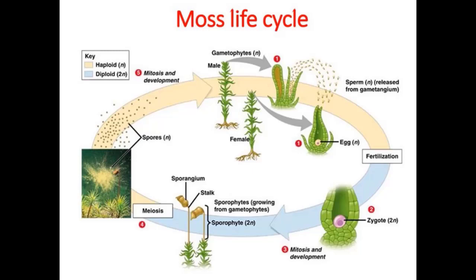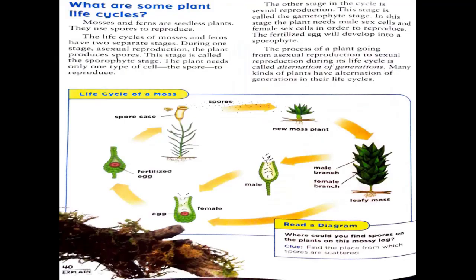So you can see here the moss plant life cycle, where the spores are going to make the new plants, that is, the new moss plants, from the spores to new moss plants. Then you can see the leafy moss plant, where the male branch as well as the female branch is seen in this picture. This is the male reproductive organ, whereas this is the female reproductive organ, and they get fertilized here.